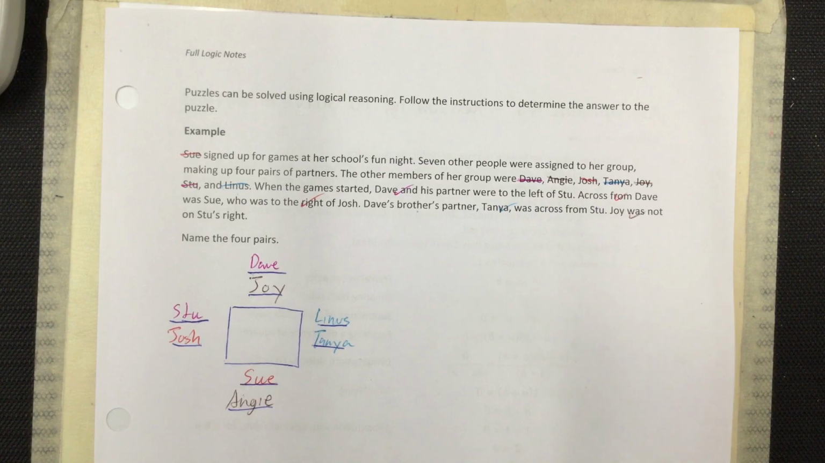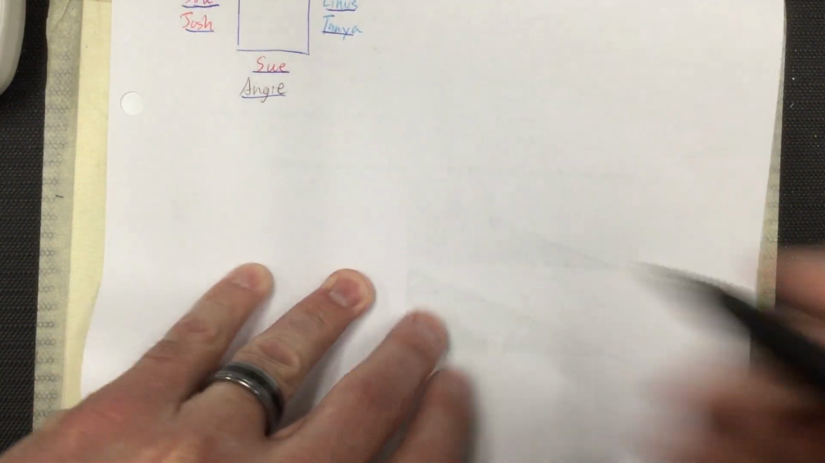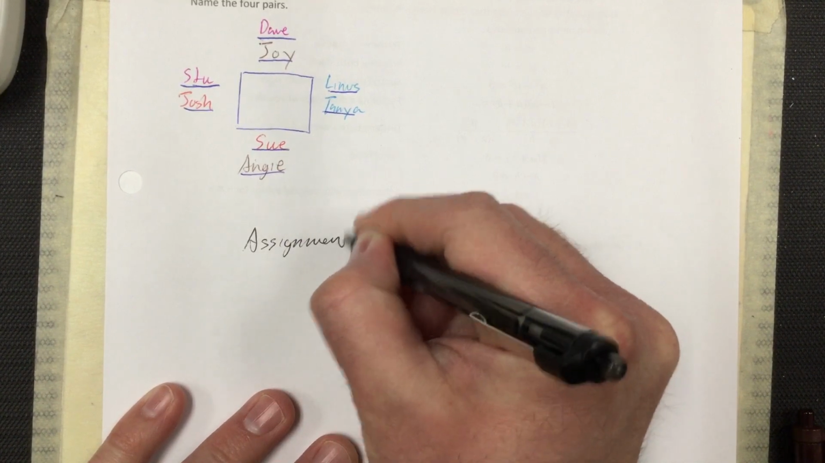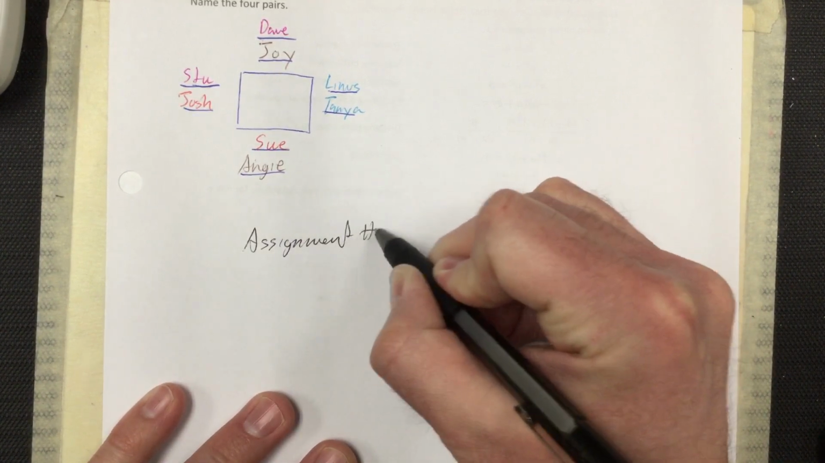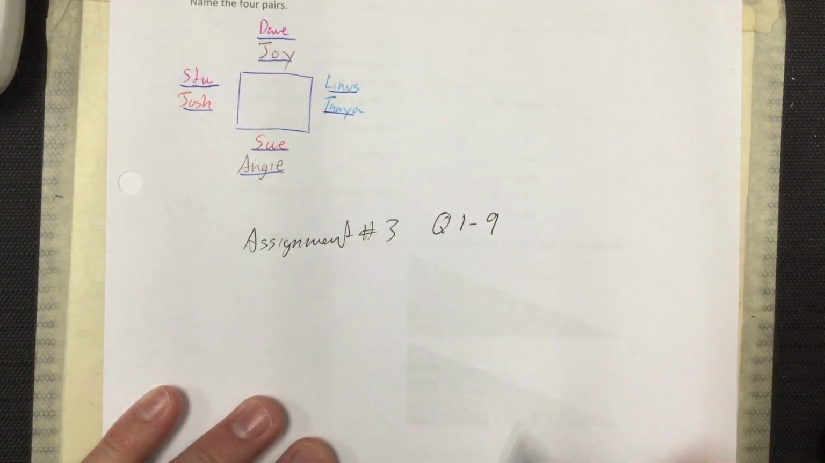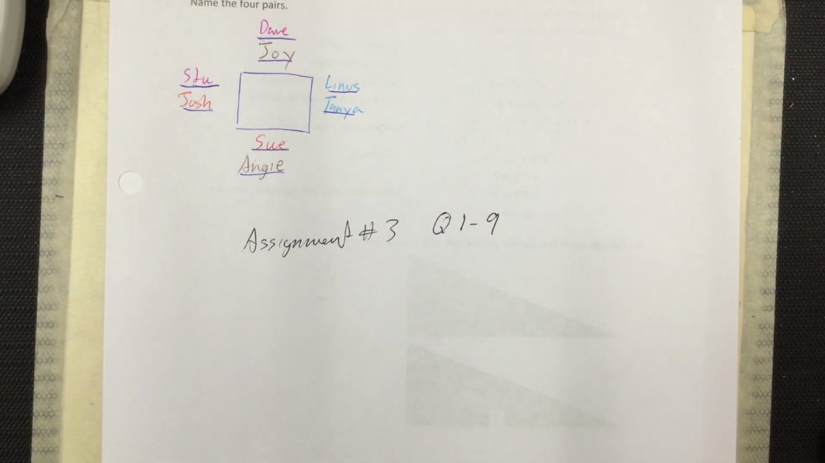All right, your assignment for this one right here, we'll put that on there. The assignment is number 3 and questions 1 to 9. Okay, so assignment 3, questions 1 to 9.